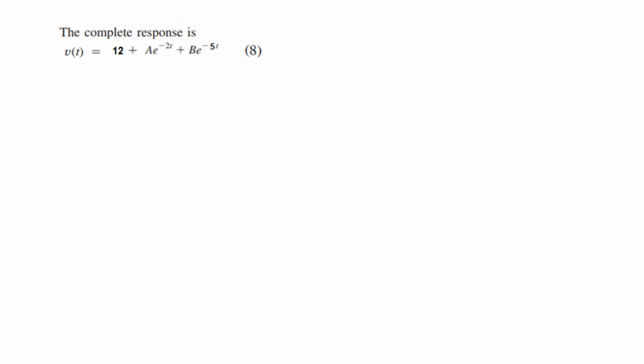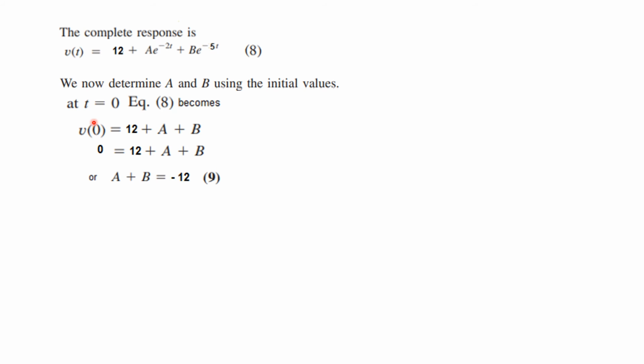So this was the equation. Now how do we find the values of A and B, as we have been doing in the previous slides? First of all, we will put t equal to 0 in equation 8. So this will become V0 equals 12 plus A plus B, because e raised to the power 0 is 1. Now V0 we found already, V0 minus or V0 plus, both were 0. So we write that as 0 equals 12 plus A plus B. So A plus B is equal to minus 12. So we got one equation.